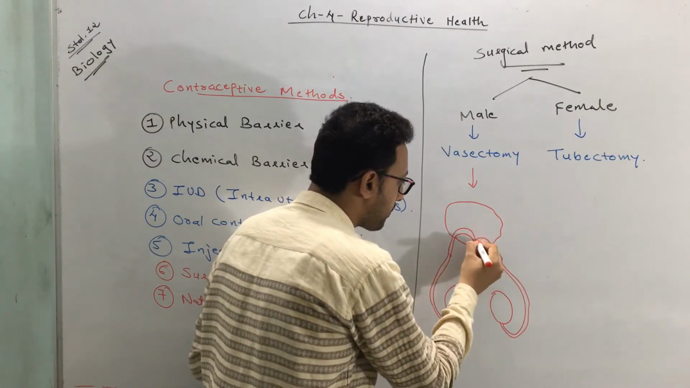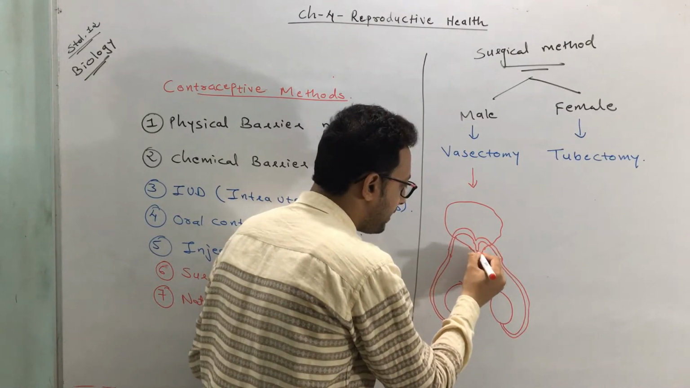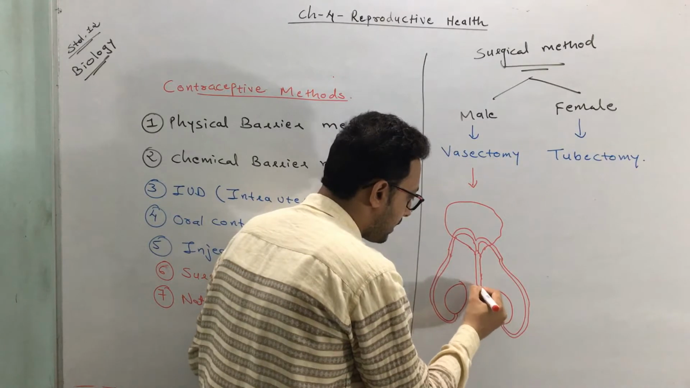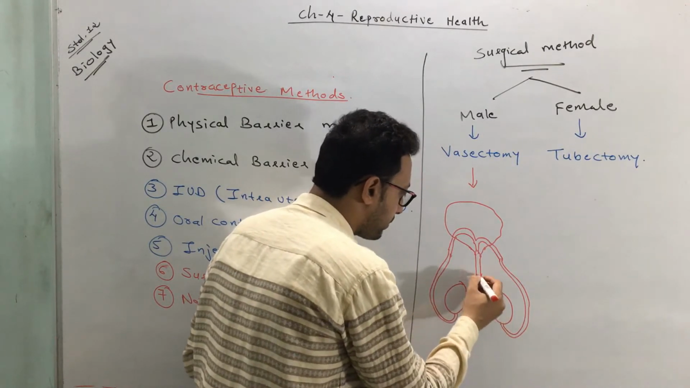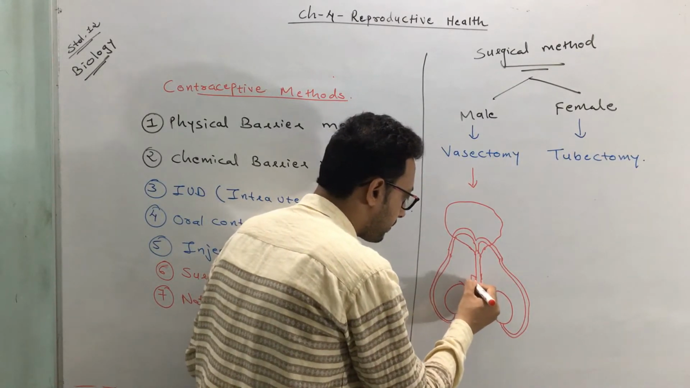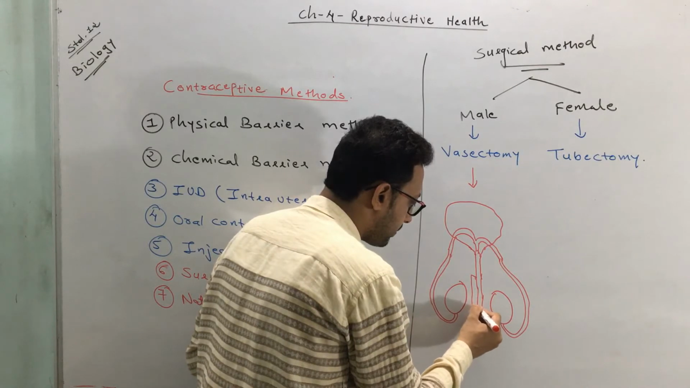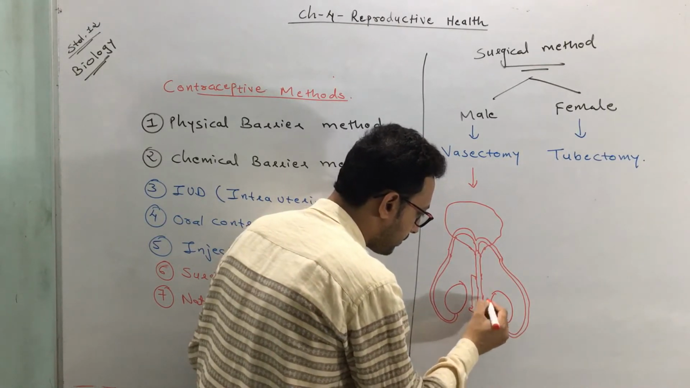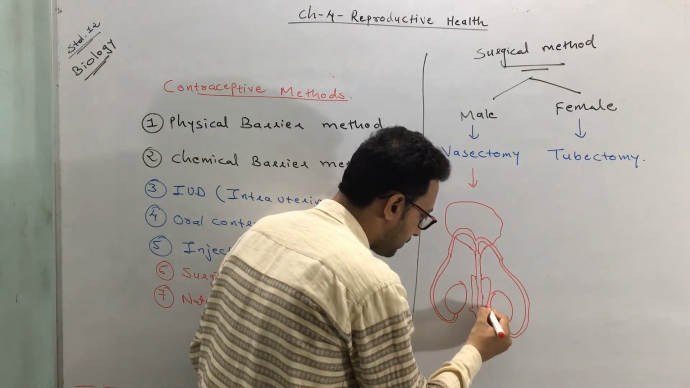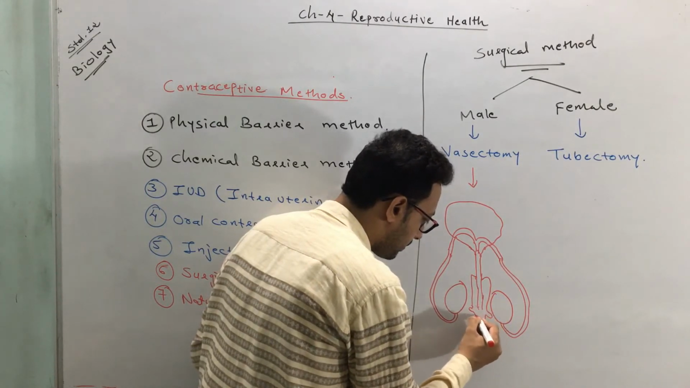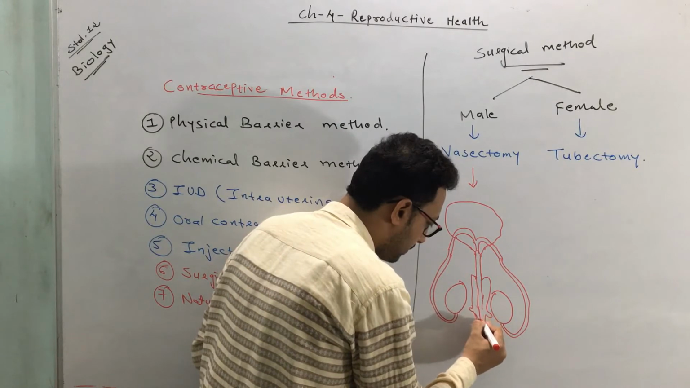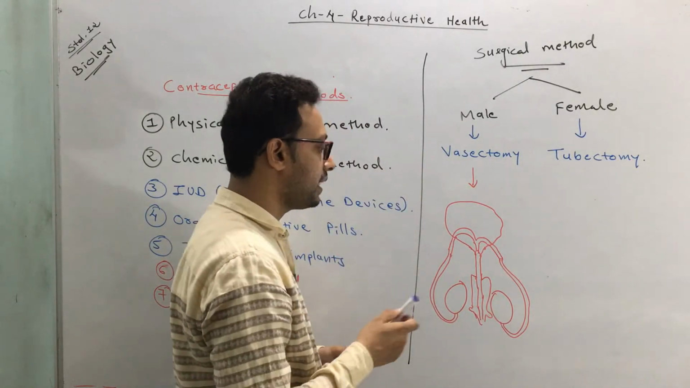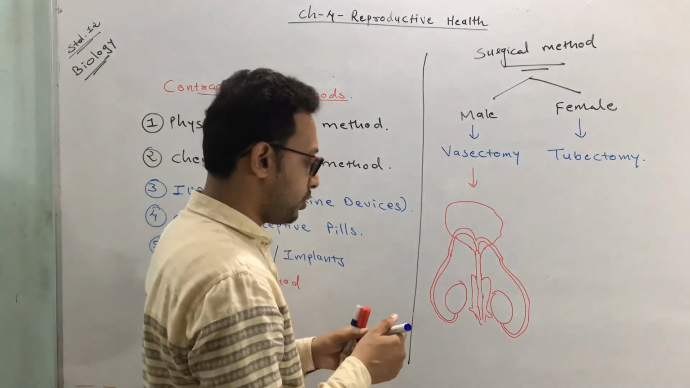Okay, and it combines and finally it passes. I am just drawing the schematic diagram. Okay, so see what in a vasectomy has to be performed.